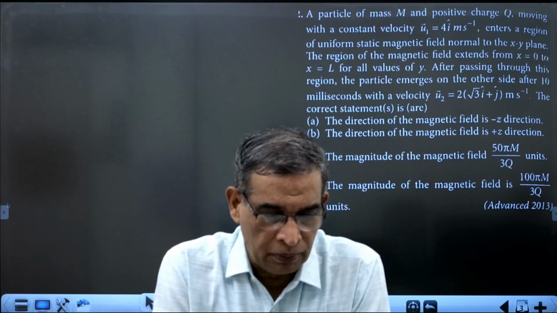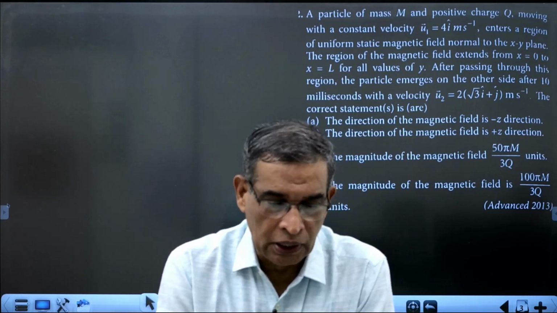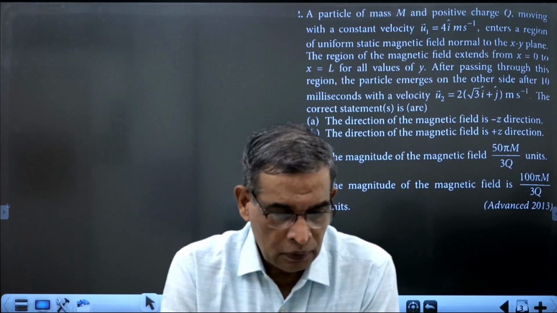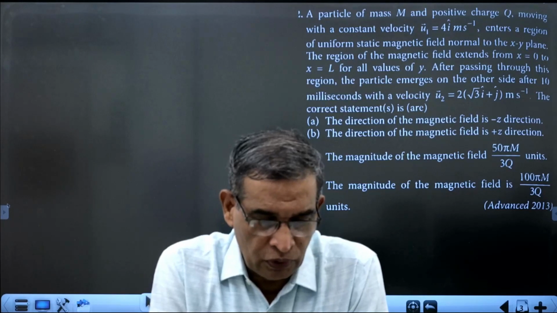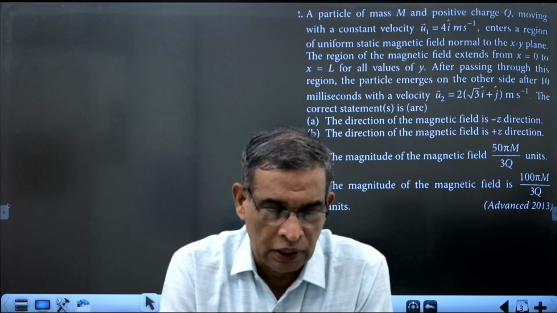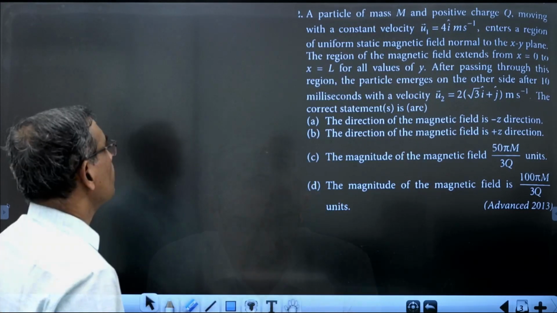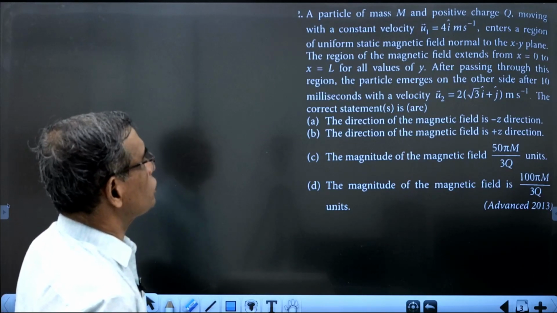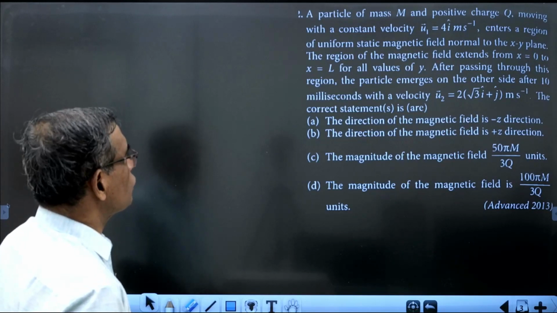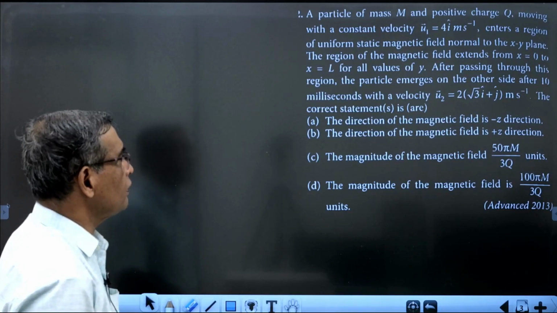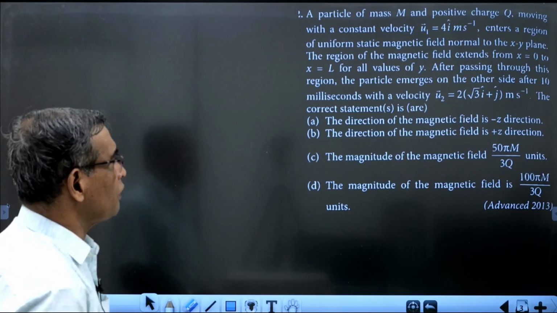The correct statements are... we are given the statements, and you have to see which one is correct and what the correct options are. A particle of mass m and a positive charge q moving enters a region of uniform magnetic field normal to the XY plane.